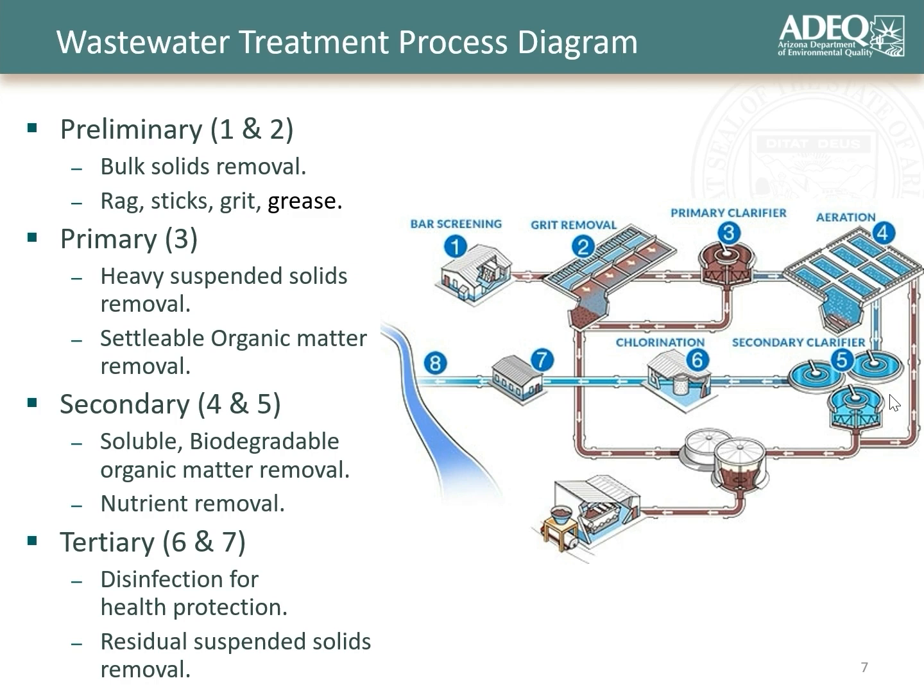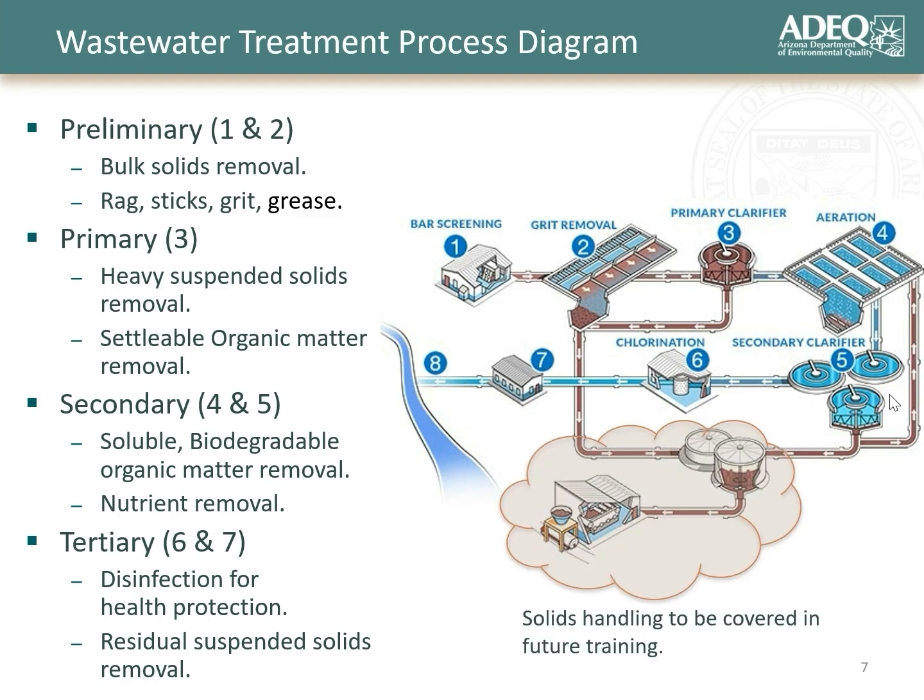Once it reaches the wastewater treatment plant as raw influent, the wastewater first goes through preliminary treatment to remove rags, sticks, grit, and grease. Then some plants will have primary treatment, which will remove heavy suspended solids as well as settleable organic material. Next will be secondary treatment, which will remove soluble biodegradable organic material and nutrients, including nitrogen and phosphorus. Finally, there'll be tertiary treatment, where disinfection is used to remove pathogens, and sometimes you'll have residual suspended solids removal through tertiary filtration as well. This presentation will not cover solids handling, but that will be covered in future training events.